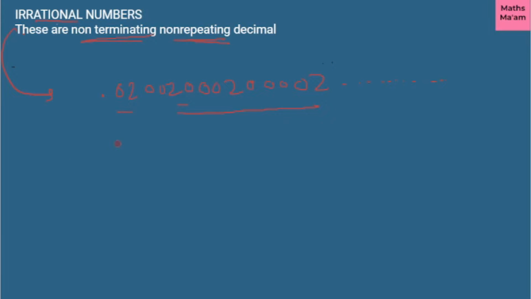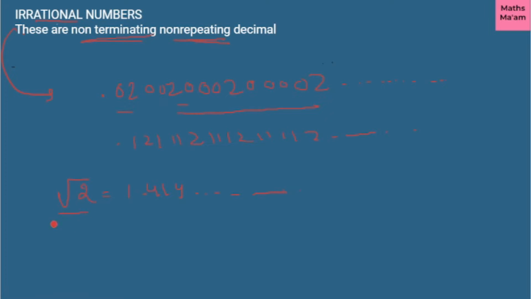Similarly you can have 0.121, 112, 1112 like this. These are all non-terminating, non-repeating. And suppose you have root 2, so the root 2 value is not fixed. 1.414, it's not up to 414, it has other digits also, which are non-repeating.